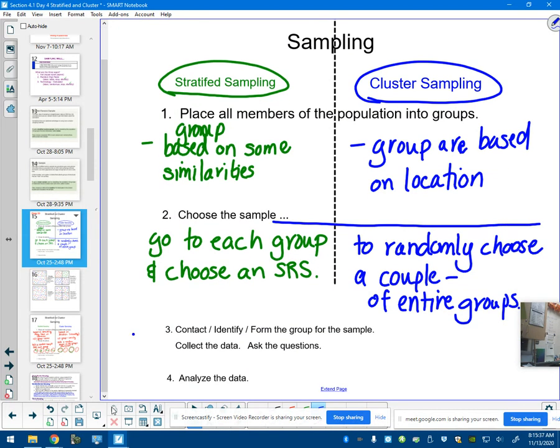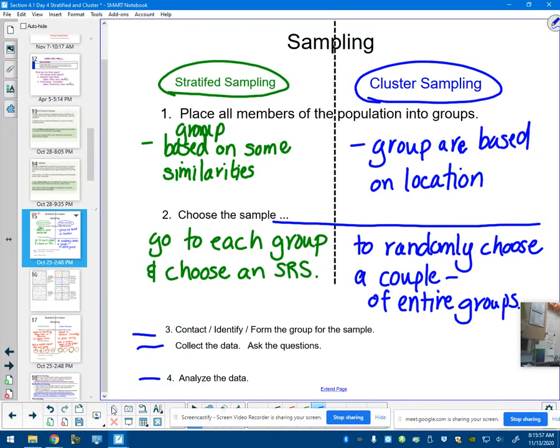Then, of course, you're going to contact those groups and collect the data and then analyze the data, which we've already done some of. In Chapter 1, we did single variable data. In Chapter 2, we did single variable data that was also normally distributed. And last chapter, we did bivariate data.